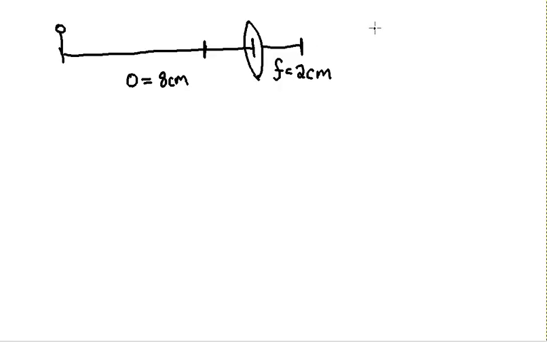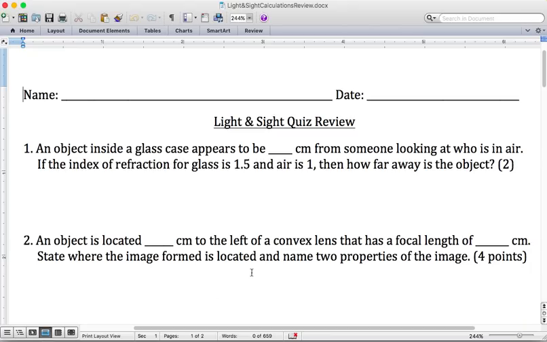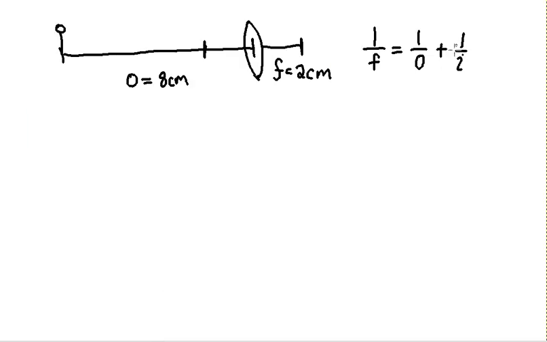Okay, so the formula that we're going to use for these, it's called the thin lens equation, is that the inverse of the focal length is going to be a summation of the inverses of the object's distance and the image distance. So jumping back to the problem, we want to know where the image is formed, and we want to name 2 properties. So first things first, little algebraic review. We're looking for this I right here.